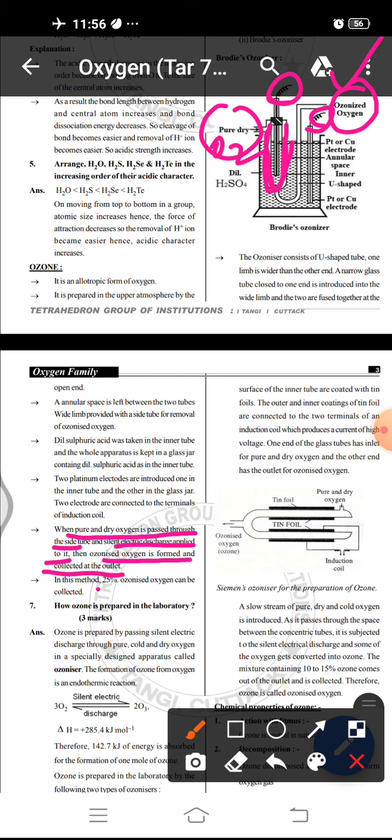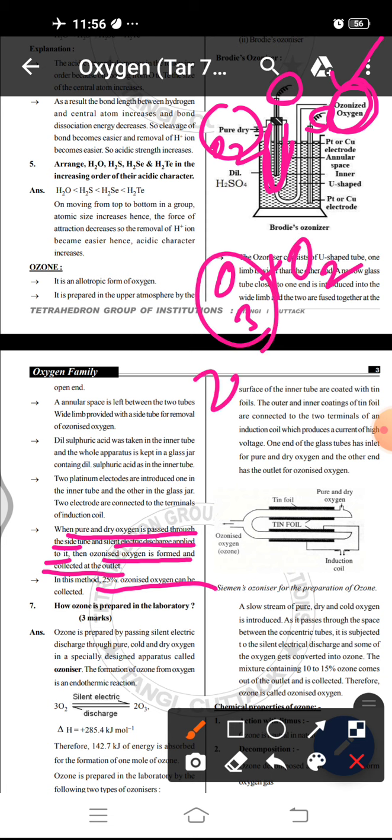In this method 25% ozone can be collected. This ozonized oxygen is a mixture of O3 and O2, and the O3 percentage is 25%. That is a little more than the Siemens ozonizer. So these are the laboratory preparations of ozone: one is the Siemens ozonizer, and the other is the Brody ozonizer.